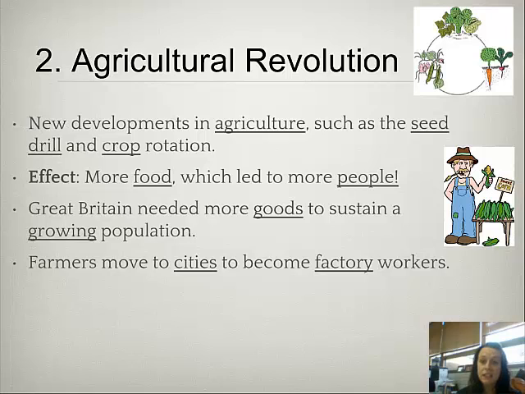The other effect is, with larger amounts of food, the population grows, right? Because if we've got more food, we can feed more people, and so the population skyrockets during this time period as well. So if you've got a larger population and less farmers working on the farms, we've got new factories springing up with specific people to work in them, the farmers, and there's actually a call for more goods as well to sustain this growing population.